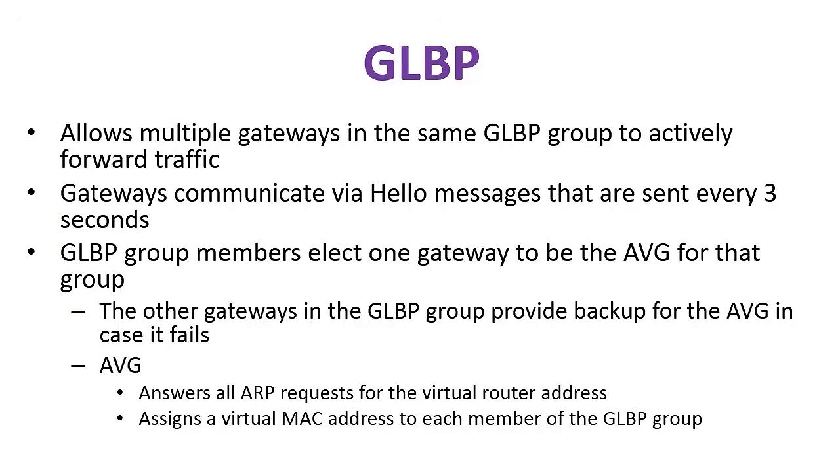Next, let's cover GLBP. GLBP allows multiple gateways in the same GLBP group to actively forward traffic. So instead of just one device forwarding traffic, you can have multiple. Gateways communicate via hello messages that are sent by default every 3 seconds. The GLBP group members elect one gateway to be the AVG. Now the AVG answers all ARP requests to the virtual router address and assigns a virtual MAC address to each member of the GLBP group.